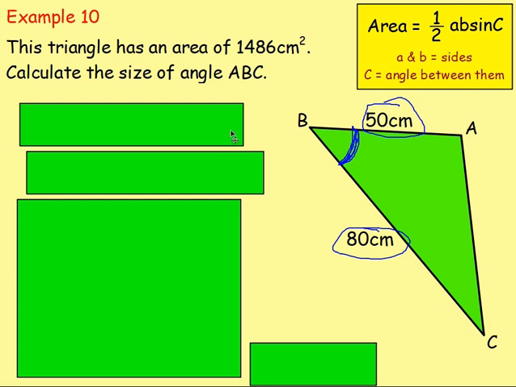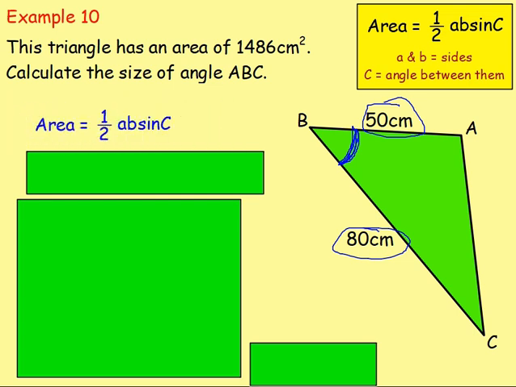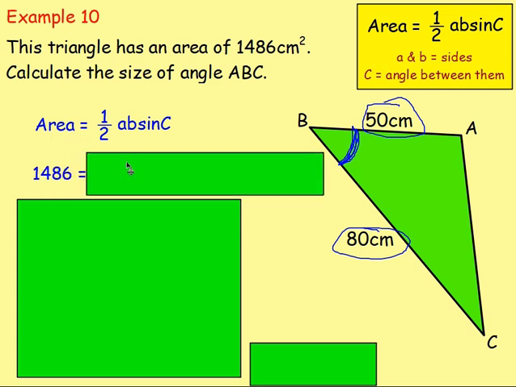Brilliant, you are indeed. Yes, well done, Kiara. So you can say area equals a half AB sine C. After you've done that, what do you then do? Bobby? Could you just sub in everything? You can indeed, yes. So what's the area, Bobby? 1486. Brilliant, so we've got 1486 would equal. Go on, Bobby, take it from there.